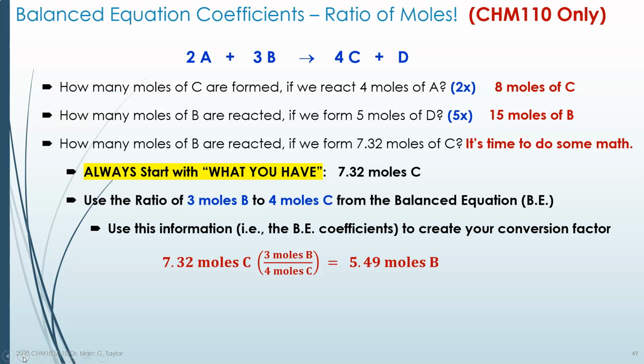You've written moles of B over moles of C. Well, how many moles of B? 3 moles of B. How many moles of C? 4 moles of C. You get that right from the balanced equation. So it's important to balance your equations properly or you'll get the wrong coefficients and therefore the wrong conversion factor. And when you put this into a calculator, you find that for every 7.32 moles of C that you produce, you must have reacted 5.49 moles of B. And this will become an important step when we're doing full stoichiometry calculations shown in the next slides.